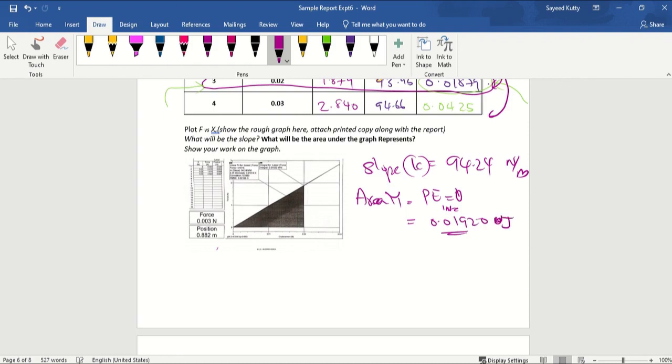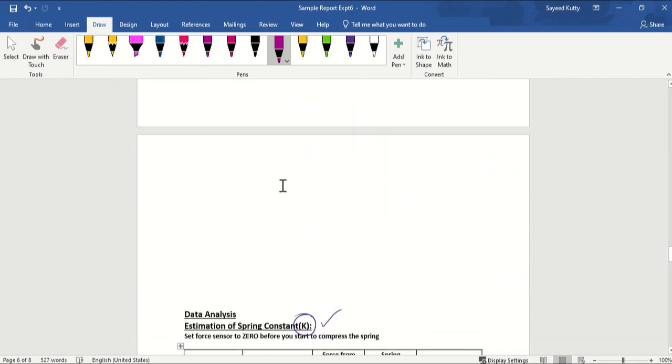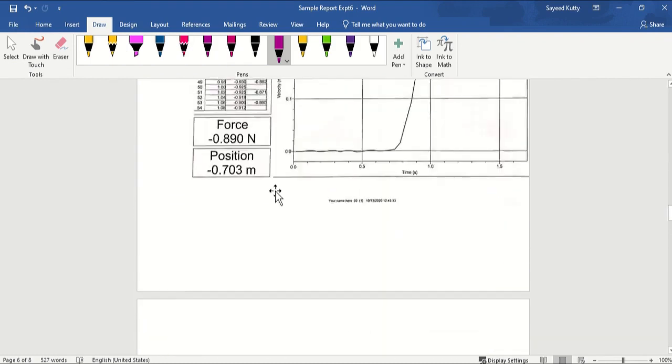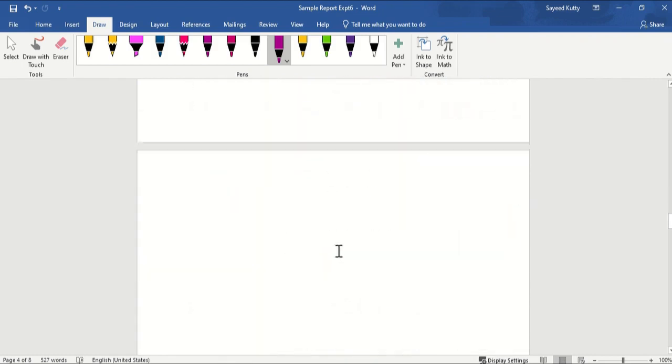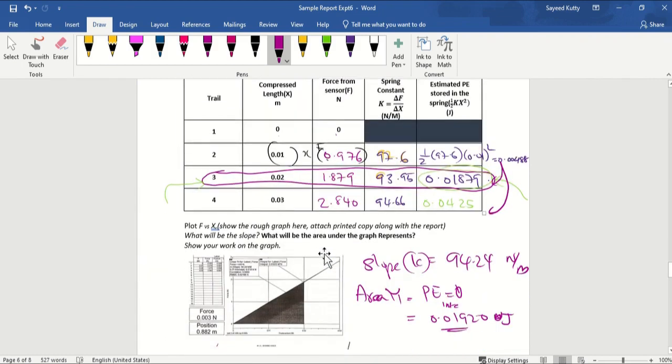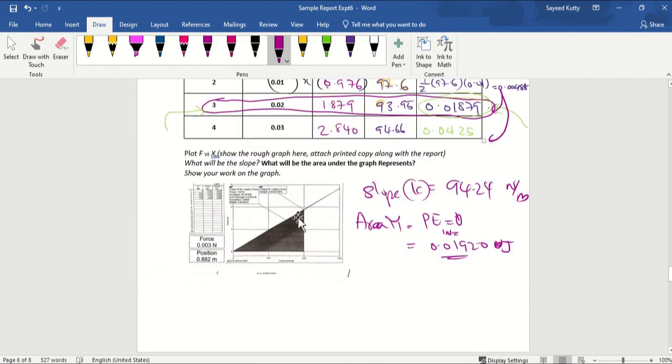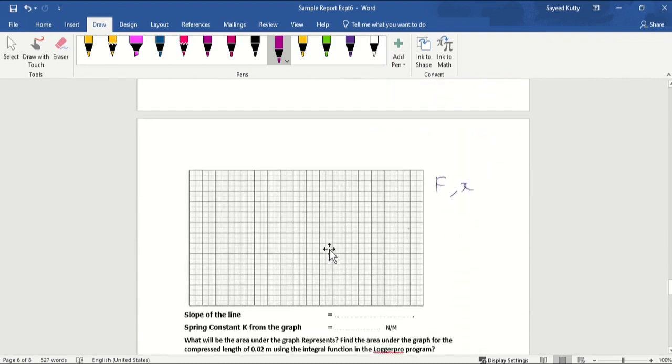Look at this. Maybe if I show you here, it will be bigger in size. It is 0.1920 joule, right? So I just wrote that value here. Okay, everybody, show your work on the graph. We did it. Now let's move to here.